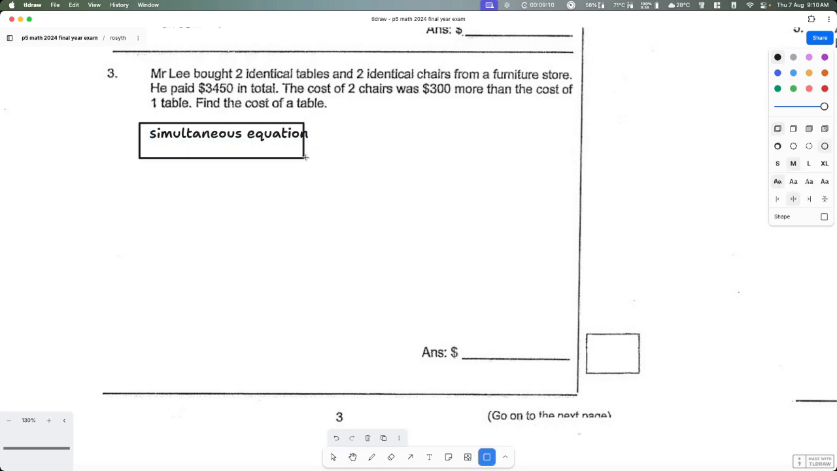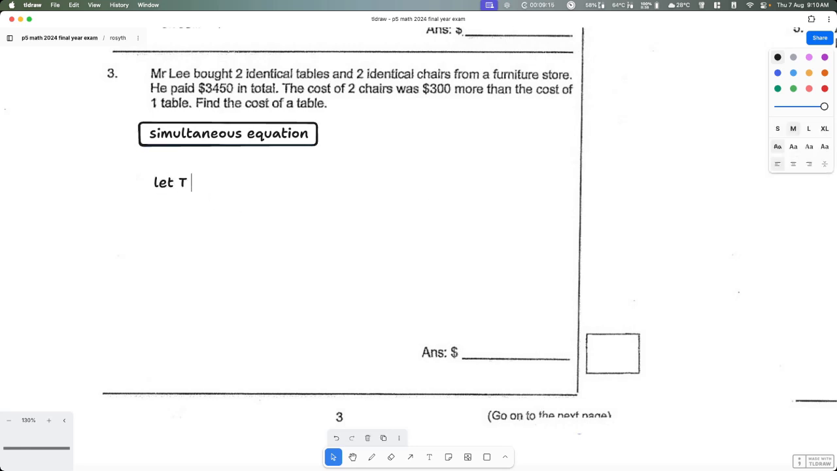All right, so simultaneous equations over here. What this means is that let T be one table and let C be one chair. So in this case, 2 tables plus 2 chairs is equal to $3,450. The cost of 2 chairs was $300 more than one table. So 2C is equal to 1 table plus $300.